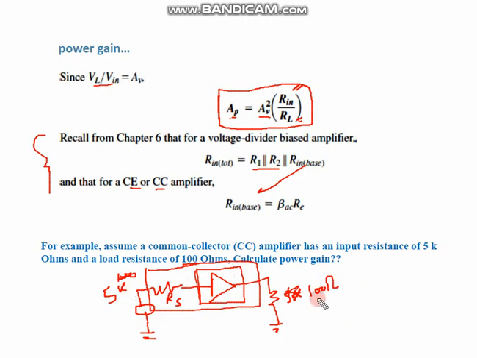RL over here is 100, so I can put 100 in this equation, and Rin, which we did not calculate, is given as 5000 ohms, and it is a common collector amplifier. For a common collector amplifier, the voltage gain AV is equal to 1. Why? We have the input at the base and the output at the emitter for a common collector, so the voltage gain comes out to be 1. So if I calculate this, I have a power gain of 50.